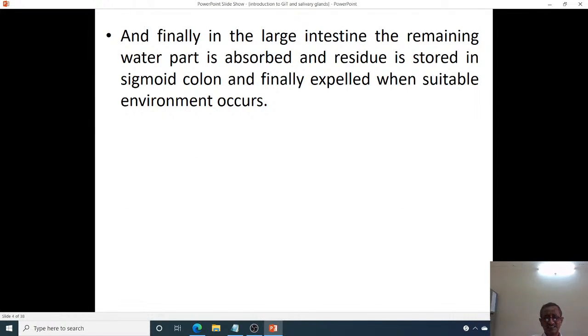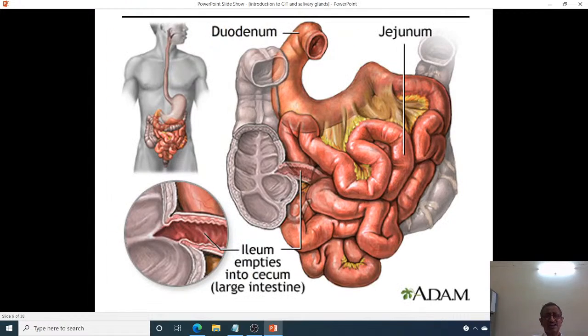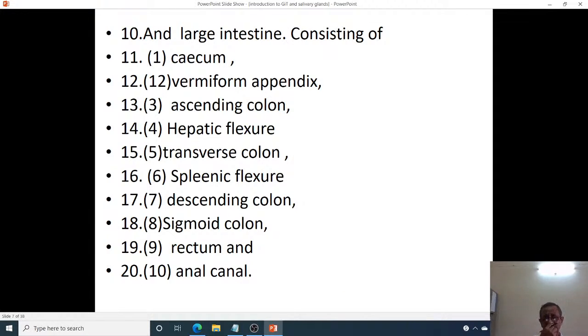And of course, finally, in the large intestine, the remaining part of water is absorbed, and the residue is stored in the sigmoid colon and expelled whenever a suitable environment occurs. So, the parts of the digestive system, you have to learn these by heart. The first one is the oral cavity consisting of the tongue and teeth, then pharynx, esophagus, stomach, the small intestine: duodenum, jejunum, ileum, the large intestine wherein we are seeing the cecum, vermiform appendix, ascending colon, the hepatic flexure, transverse colon, splenic flexure, descending colon, sigmoid colon, rectum, and anal canal.